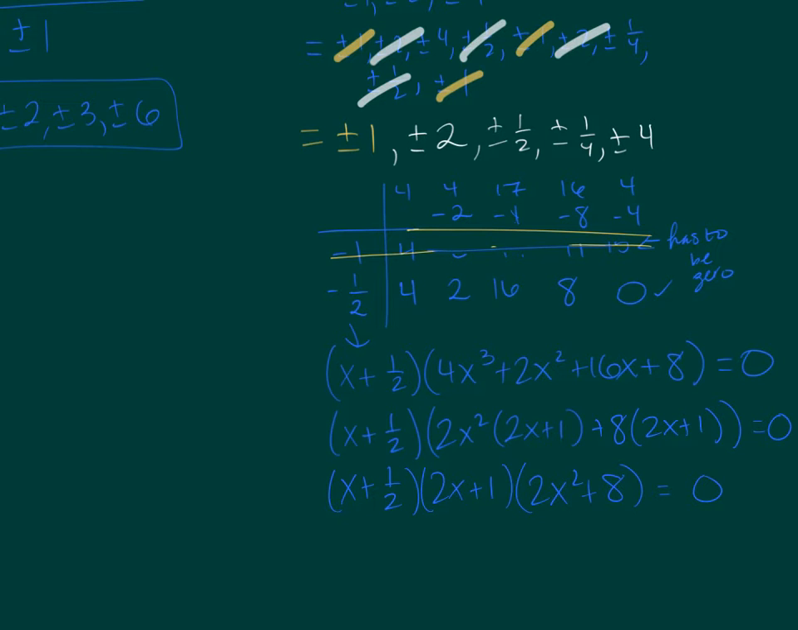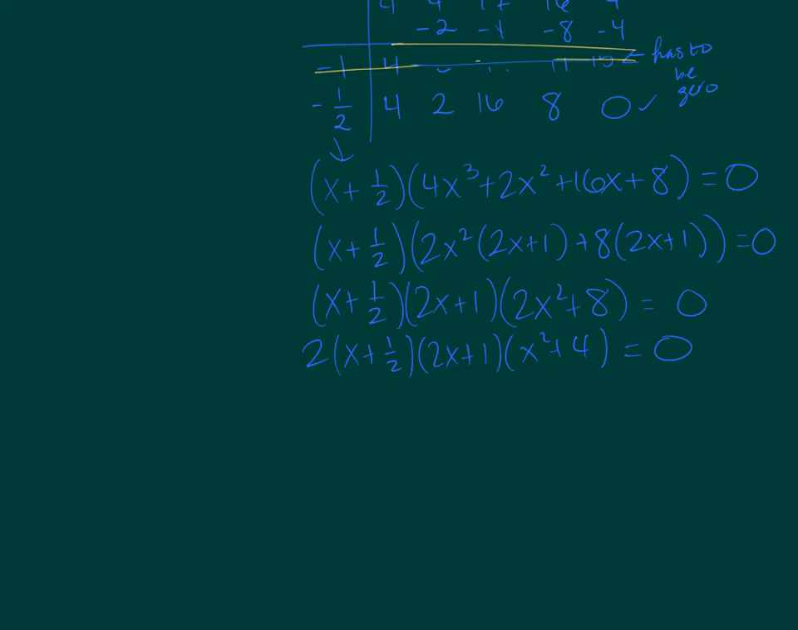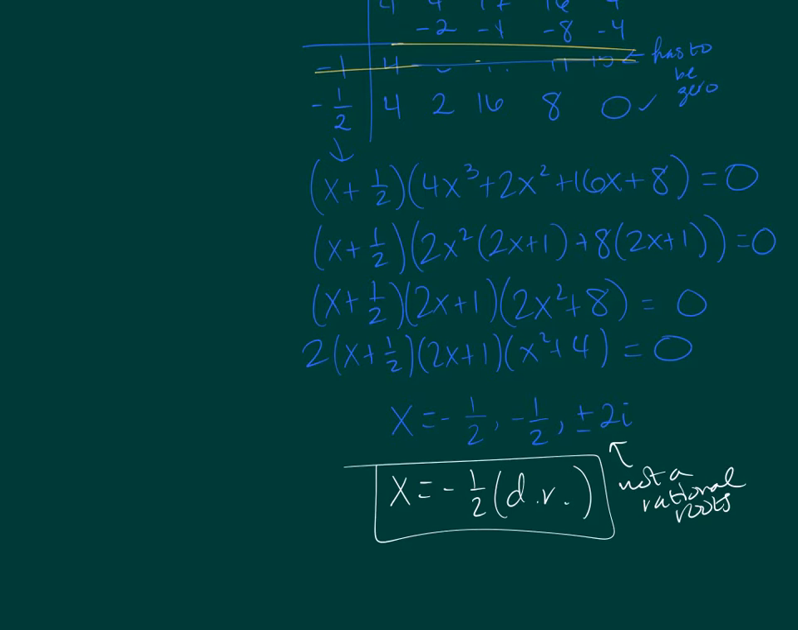I can factor out a 2 from my last factor back here. So x plus 1/2, 2x plus 1, x squared plus 4 equals 0. So now that I've factored it completely, I'm going to read off my factors. I've got x equals negative 1/2, negative 1/2, and then x squared plus 4 equals 0 gives plus or minus 2i. The only problem with that is that plus or minus 2i is not a rational root. And I only want rational roots. So my answer is actually just x equals negative 1/2. And then I put a little double root next to it. But again, that's extra. Okay?